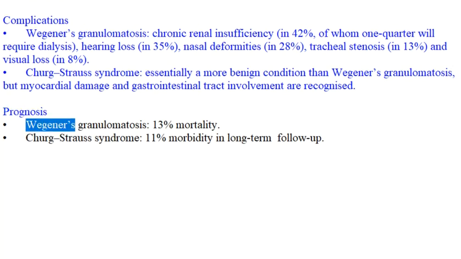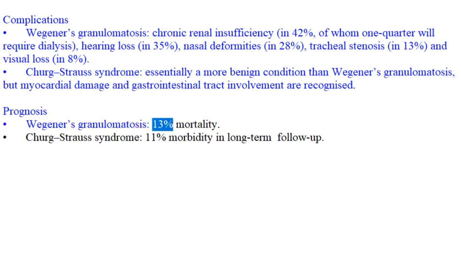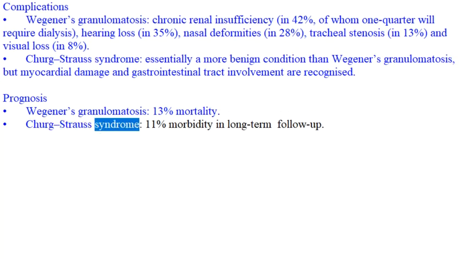Prognosis. Wegener's granulomatosis: 13% mortality. Churg-Strauss syndrome: 11% morbidity in long-term follow-up.